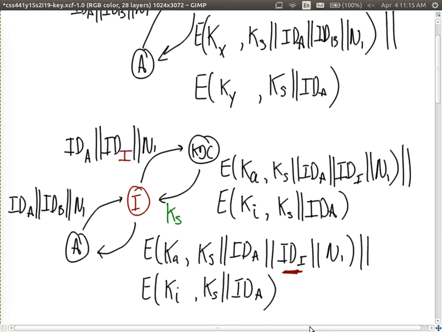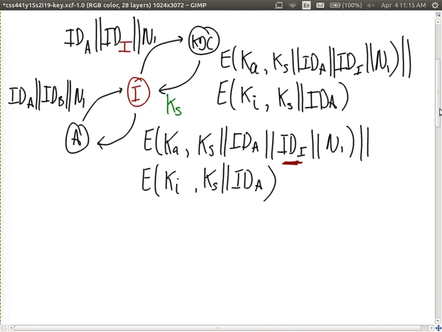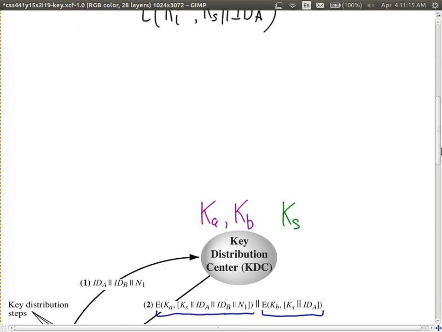Any questions before I move this one? Let's try another case. Let's say the imposter pretends to be user A.